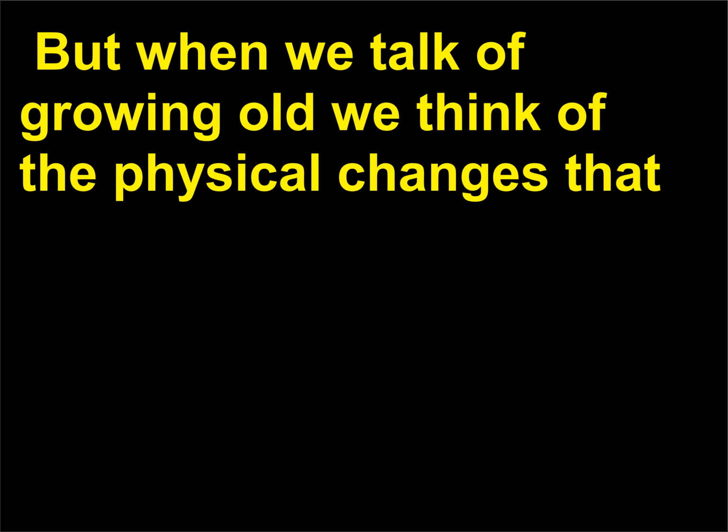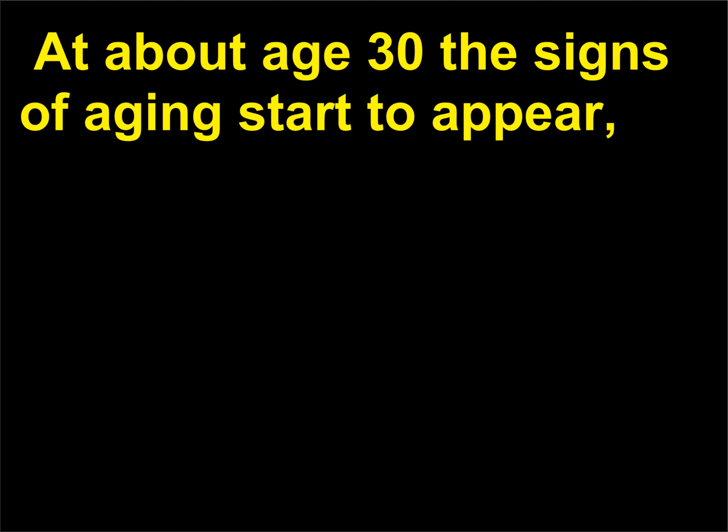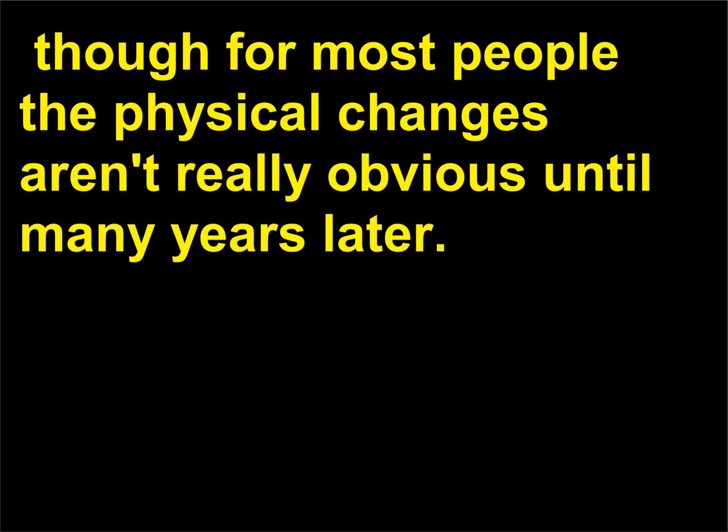But when we talk of growing old we think of the physical changes that occur when bodies cannot grow and repair themselves as they once did. At about age 30 the signs of aging start to appear, though for most people the physical changes aren't really obvious until many years later.